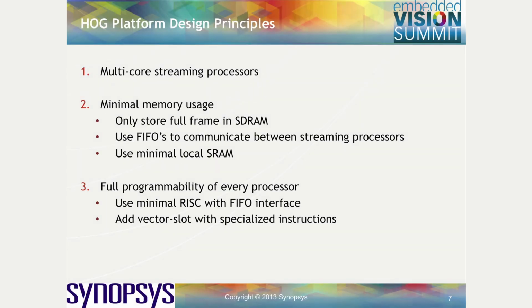So how do we do this? In order to come to a very low power design, we need to deal very efficiently with the memory. We try to avoid accessing the SDRAM as much as possible and use very small local memories close to the processor. So we chose to make a multi-core streaming processor with small local RAMs and FIFOs in between the cores. And we make everything fully programmable with a minimal RISC architecture as the core of every processor, plus some special instructions on top of that.